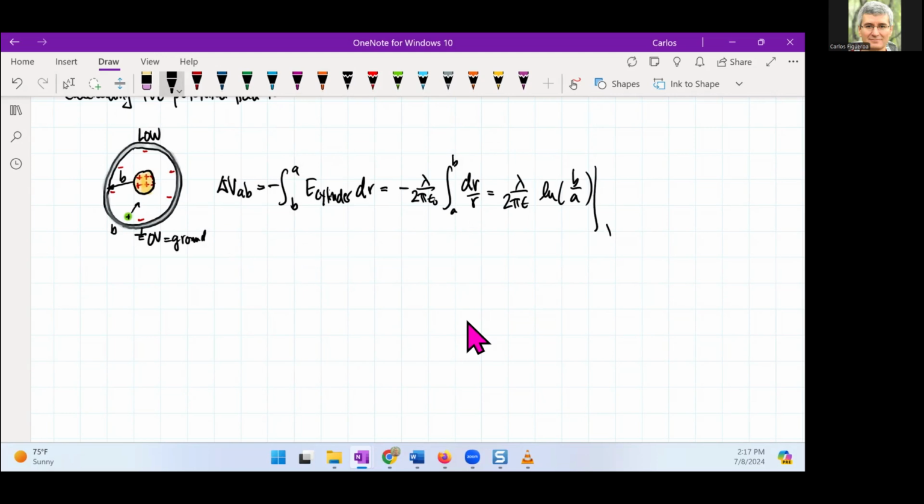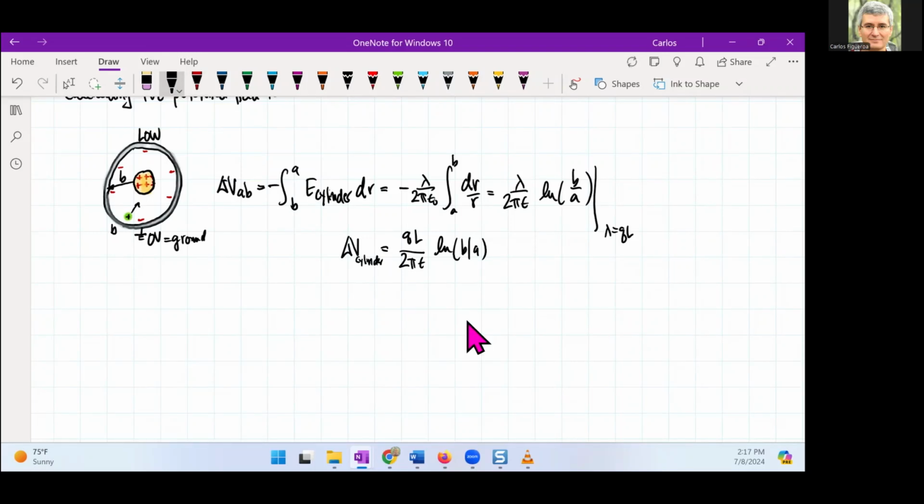Now I know that lambda is also q times L, so if I rewrite this, what I'm really finding is that I get a value that reads 2 pi epsilon divided into q times L, and it's the natural log of b divided by a. And this is the potential or the voltage for the cylinder. So now I have my field here.